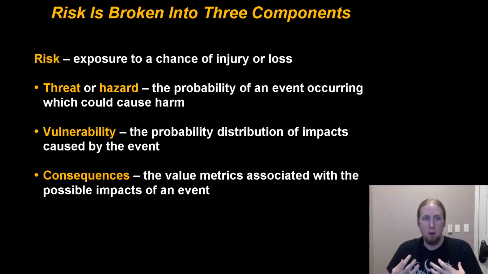The way that I think about risk is these three parts. We can break it up into threat or hazard, which is the probability of some event occurring which could cause that harm. Vulnerability, which is the probability distribution of impacts that could be caused by that event if it does occur. And then the consequences, which are the value metrics associated with the impacts of an event.